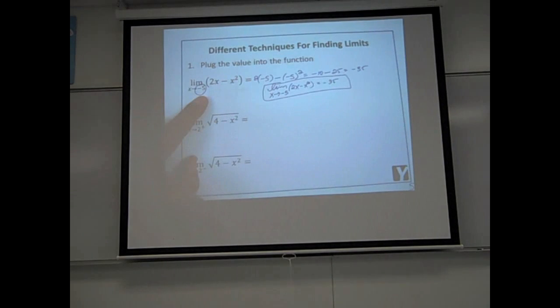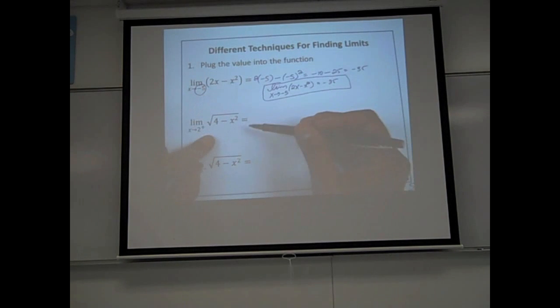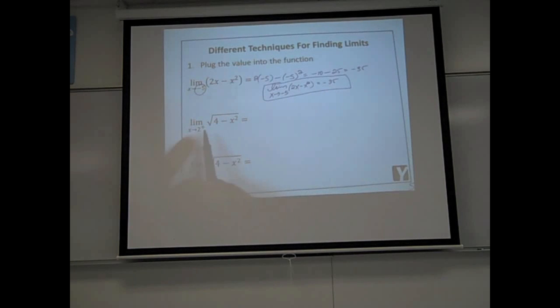Nice, easy limit question. You get to plug it in, and the answer that you get by plugging in or evaluating the function at that point is indeed the limit. Let's look at the second one. The second one, we're being asked to find the limit as x approaches 2 from the right of the square root of 4 minus x squared.